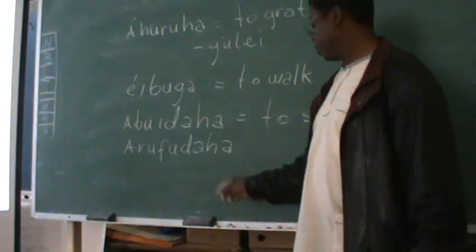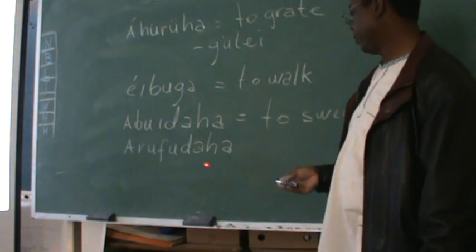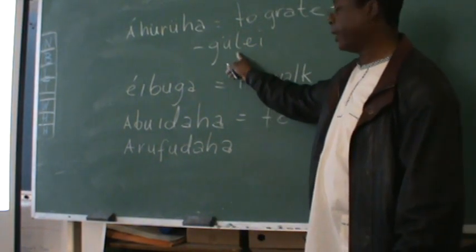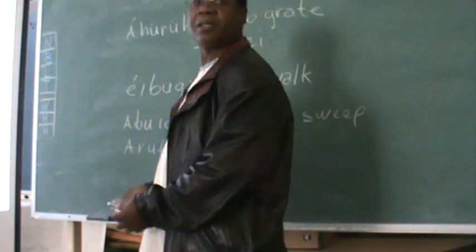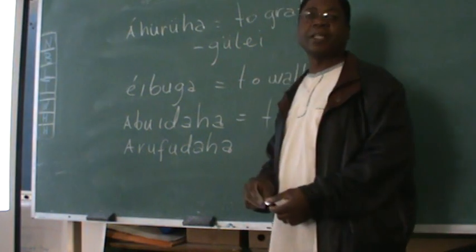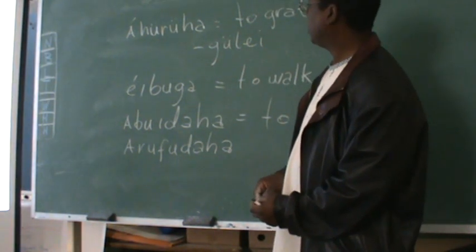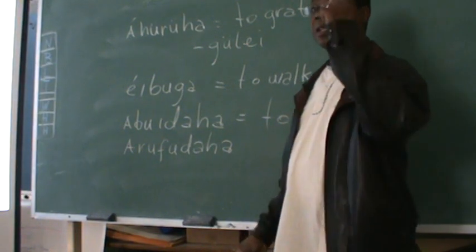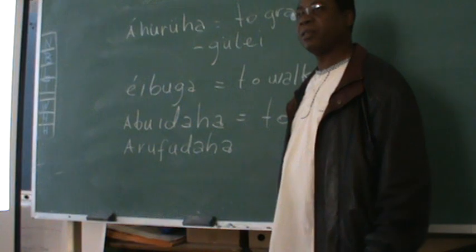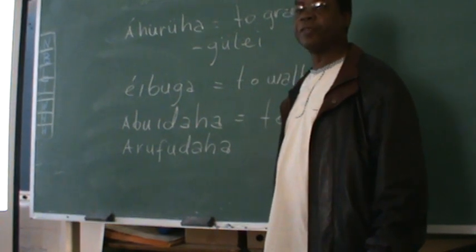So how will you say an instrument to teach with? Arufudaha gule. But you are Arufudahati. That's an adjective, right? Convert it into Arufudahati is a noun. Arufudagule is also a noun. It's the name of what you use, what it's used for.